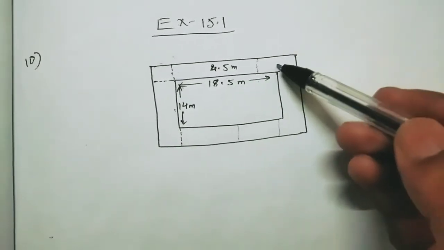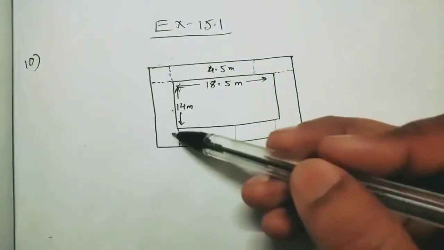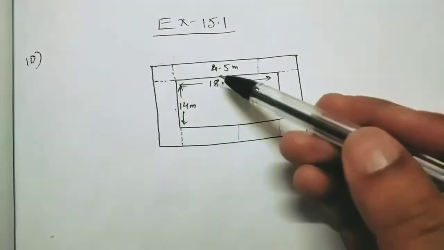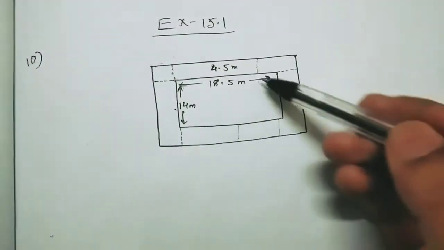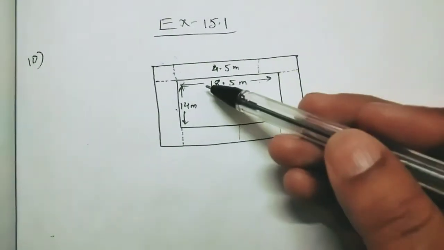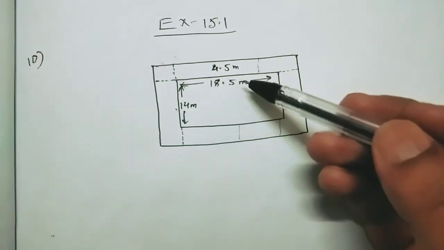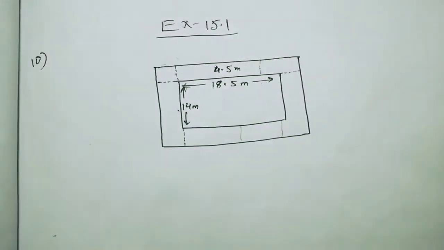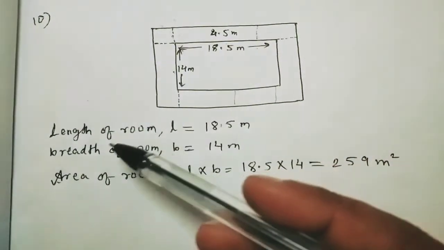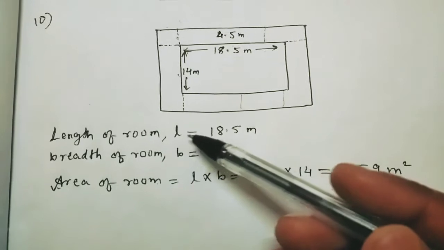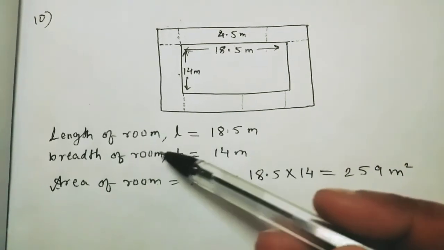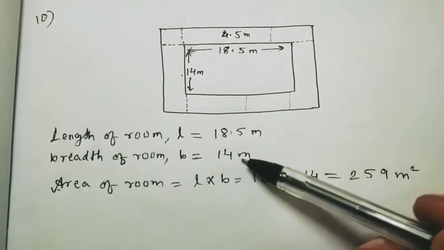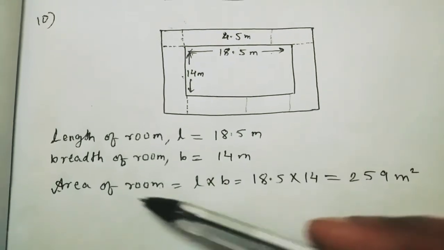So you have to find the area of this veranda. First of all, we will find the area of the room. So let's start. Length of the room is this, breadth of the room is this. Here I have written length of room, L, equals 18.5 meter. Breadth of room, B, equals 14 meter. So we'll calculate the area of the room.